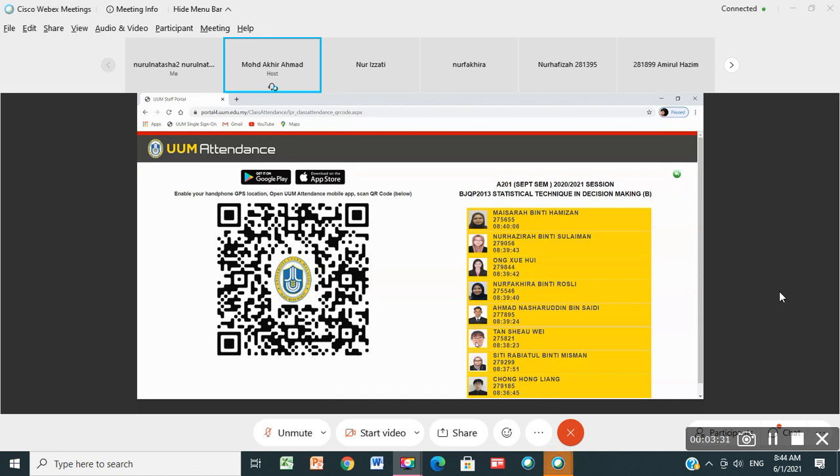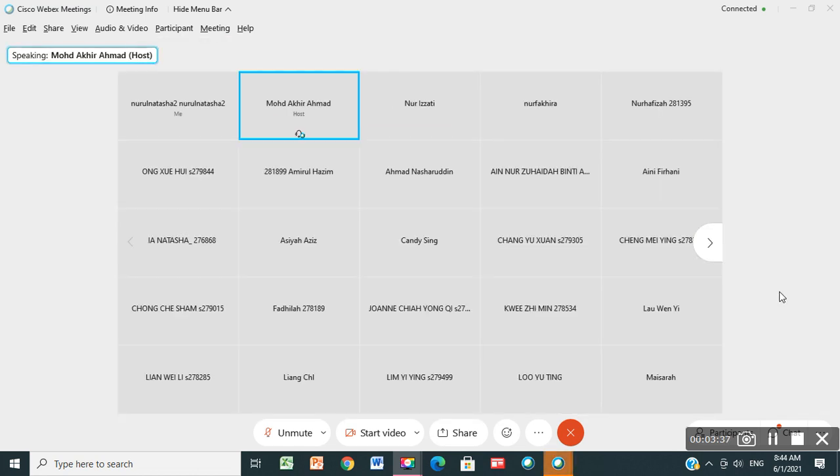And lastly, Amirul Azim. Okay, hari ini kita akan belajar new topic. Dia call linear regression. This one the last topic. Then this topic is very related to your individual assignment.